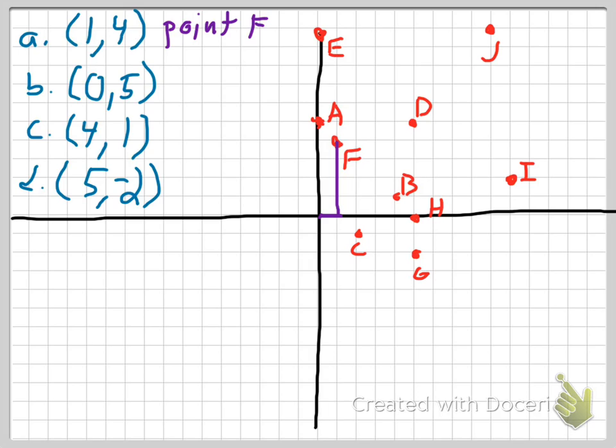My next is 0, 5. So if I'm going on my x value 0, I'm going to stay right here. But now I need to go up 5. 1, 2, 3, 4, 5. That's point A.